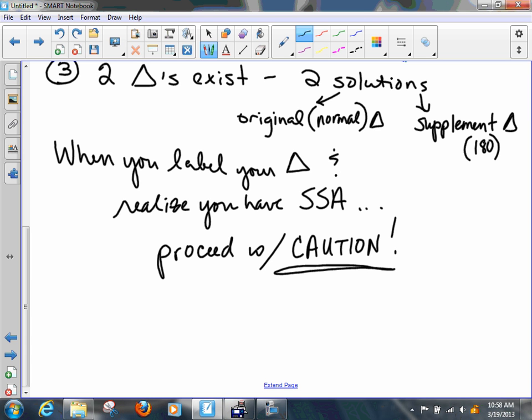So we're going to proceed with caution because you know every problem we do today is going to be what? Either no triangle exists, one triangle exists, or two triangles. You know it's going to happen. And guess how many examples of each you're going to have? One of each. Okay? Doesn't take rocket science.